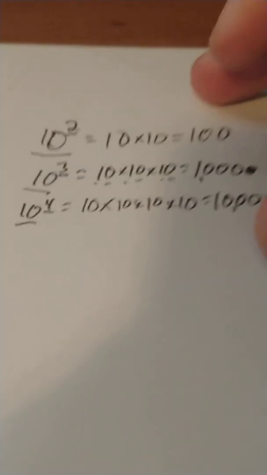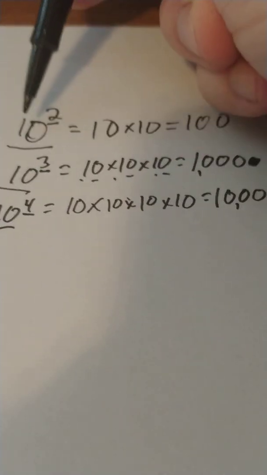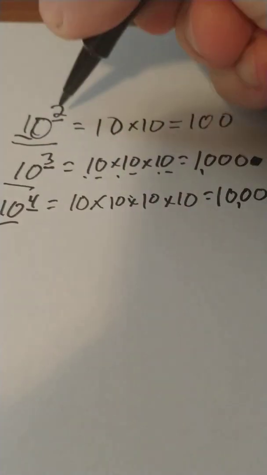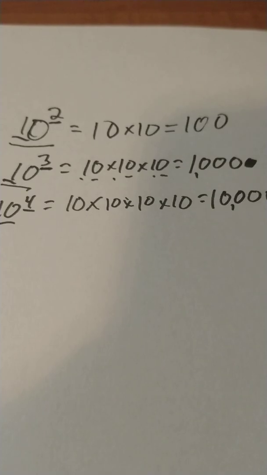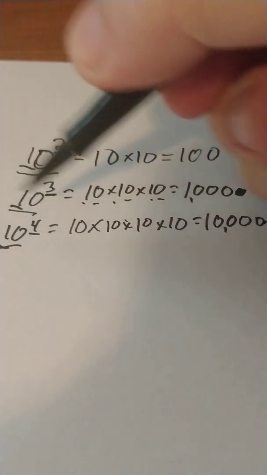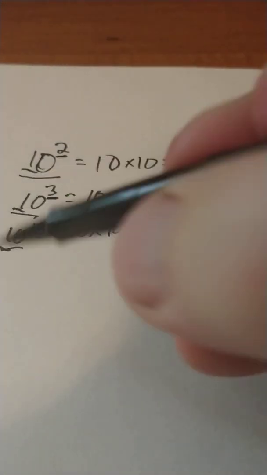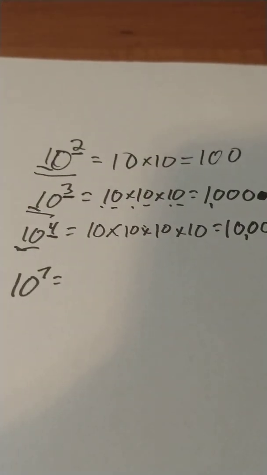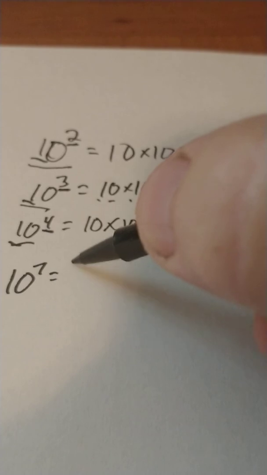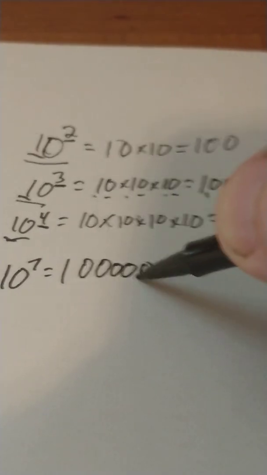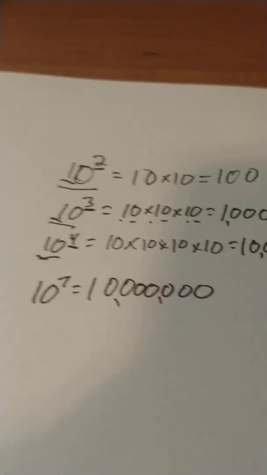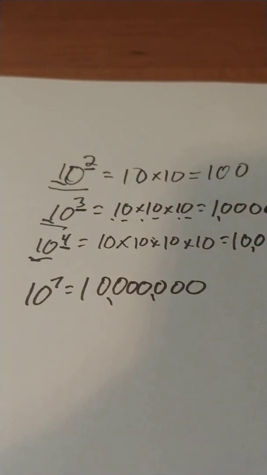So when I see 10 to the fourth or 10 to the third or 10 to the 2, there's a shortcut. And the shortcut is it is 1 with 2 zeros, 1 with 3 zeros, 1 with 4 zeros. So if I had 10 to the 7th, I can get that really quickly. It's just 1 with 7 zeros. 1, 2, 3, 4, 5, 6, 7. My answer is 10 million.